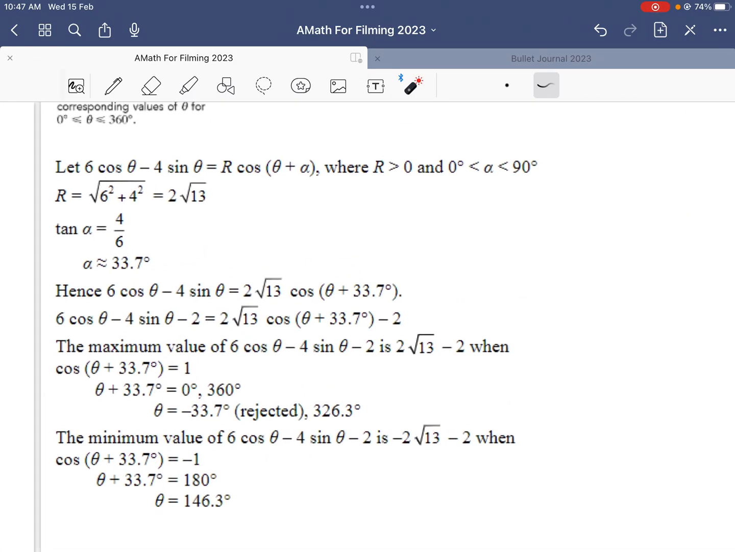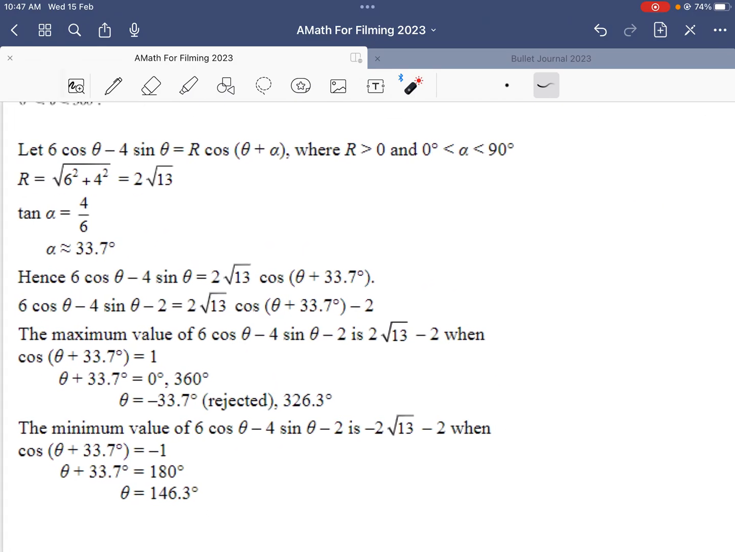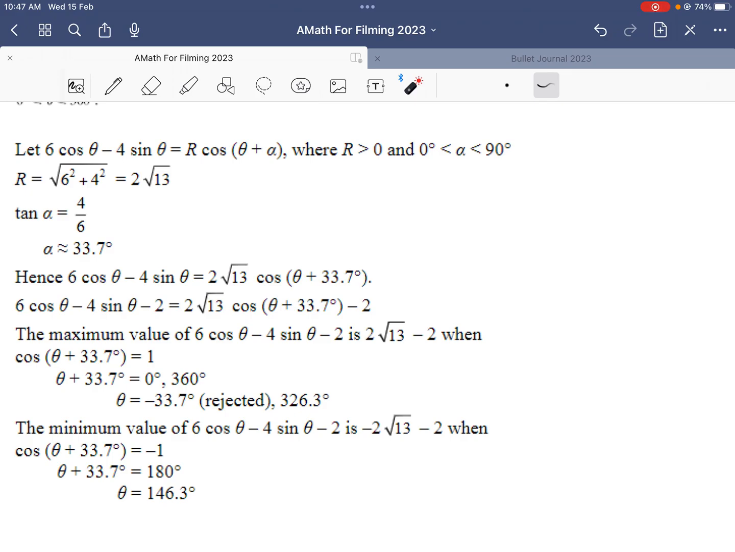So now, as I said earlier, I present to you the answer. What I'm going to do is express 6 cosine theta minus 4 sine theta in the form of R cosine(theta plus alpha). I will skip all the explanation for that part. What I get is 2 square root 13 cosine(theta plus 33.7 degrees).